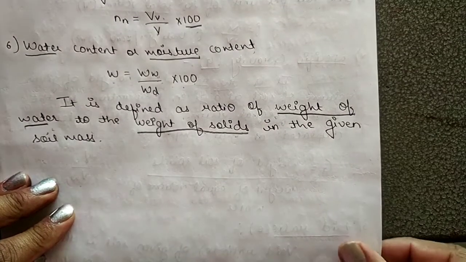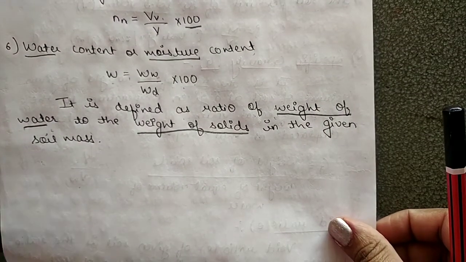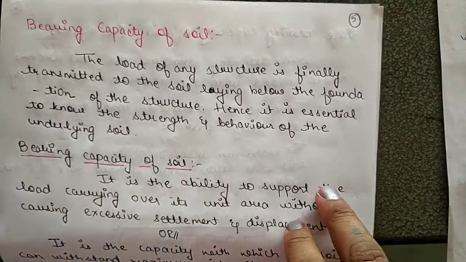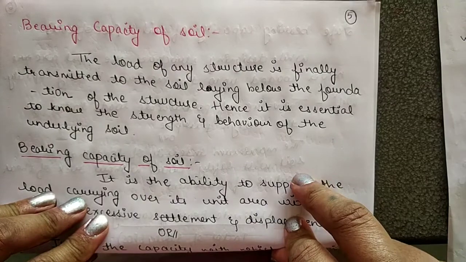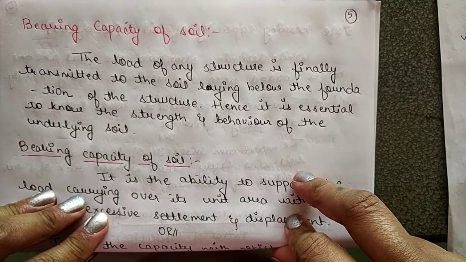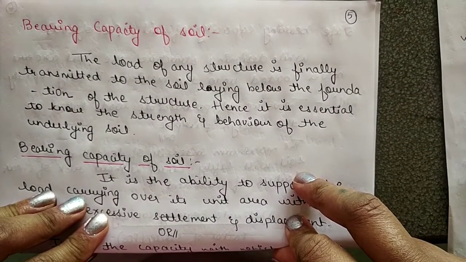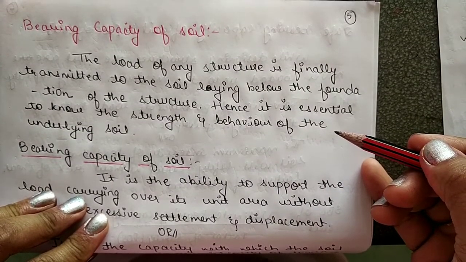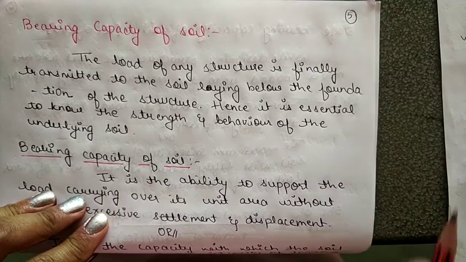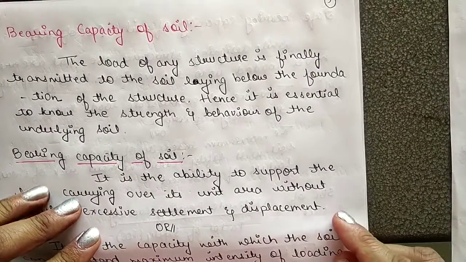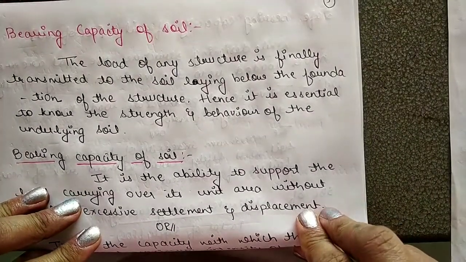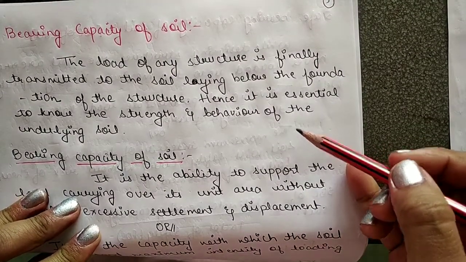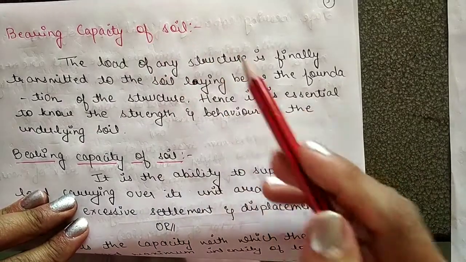After understanding the physical properties of soil, let us now move further to the next topic, bearing capacity of soil. Firstly, understand what is bearing capacity of soil. Bearing capacity is nothing but the capacity of the soil to carry the load from the upcoming structures. Understand? It is the capacity of the soil. Soil is going to carry the load, so the capacity it has to carry that load is called the bearing capacity of soil.